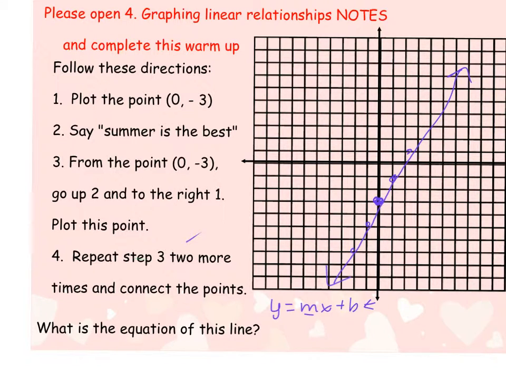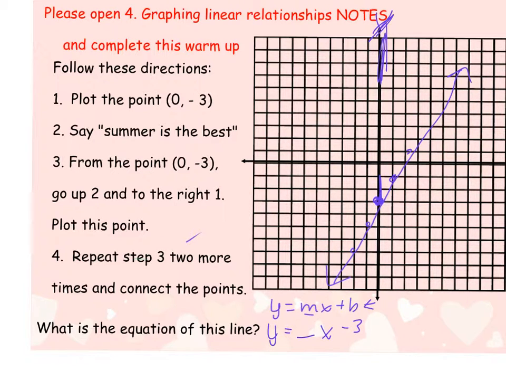So remember that our b is where we begin on the y-axis. So on this line right here, where's the point? It is at -3. So y equals whatever your slope is, x, and then whatever your b is. So now we have to find the slope.